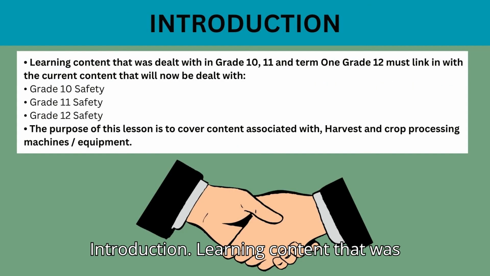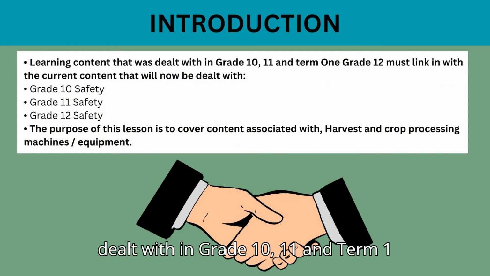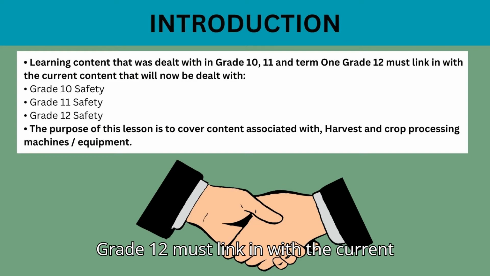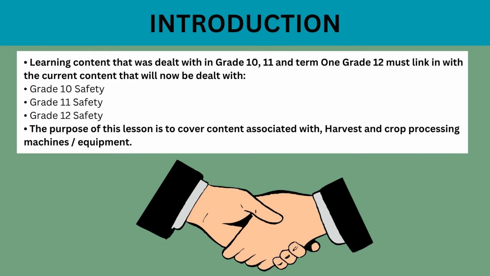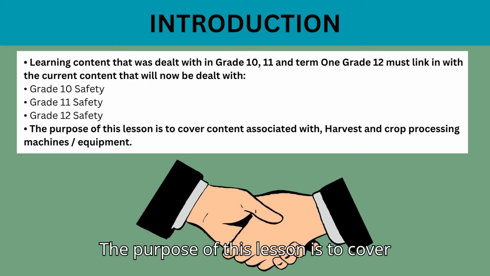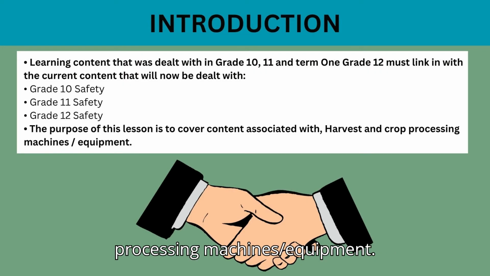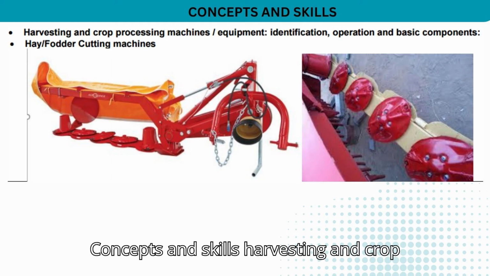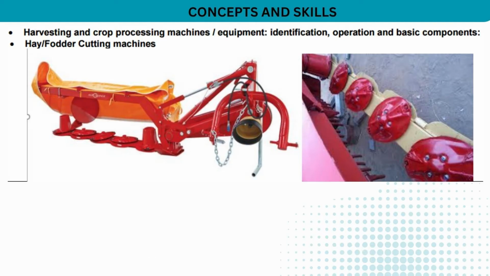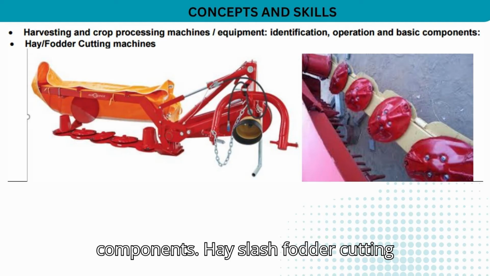Introduction. Learning content that was dealt with in Grade 10, 11 and Term 1 Grade 12 must link in with the current content that will now be dealt with. Grade 10 Safety. Grade 11 Safety. Grade 12 Safety. The purpose of this lesson is to cover content associated with harvest and crop processing machines / equipment. Concepts and skills. Harvesting and crop processing machines / equipment, identification, operation and basic components.